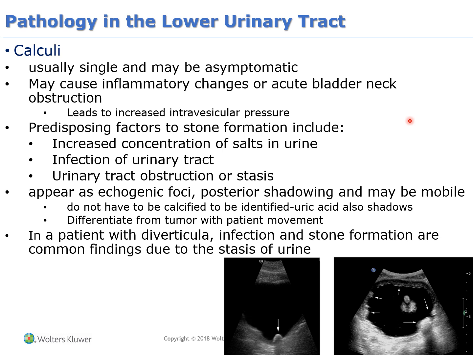Okay, calculi are a little bit more obvious. We're used to looking at calculi in the kidneys and gallbladder in different places. Usually calculi are single and they can be asymptomatic. You could have a calculus in your bladder that was actually developed in the kidney, made it through the ureter and then into the bladder, or you could have a calculus that actually forms within the bladder.